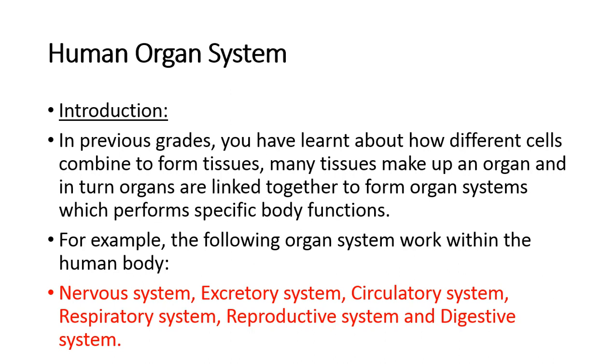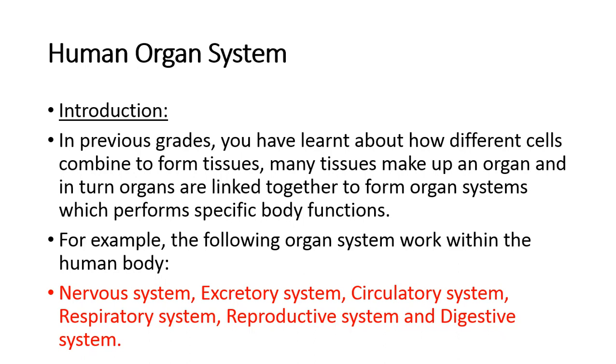Okay, so they say that, for example, the following organ systems work within the human body. They have given us some of the organ systems of the human body. If you look at the yellow highlighted portion of that paragraph, you will see the human body systems. The first one is the nervous system, the second is the excretory system, then the circulatory system, respiratory system, reproductive system, and digestive system. These are all systems of the human body, and they are doing their specific work.